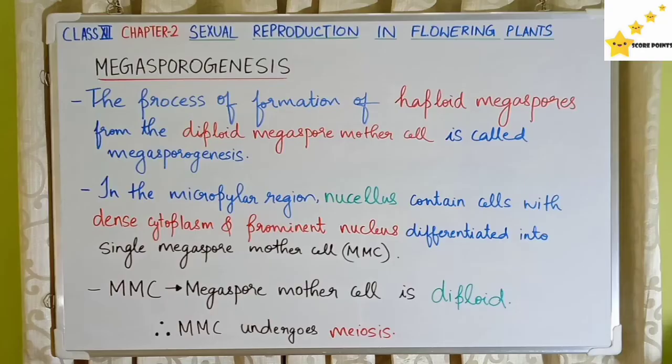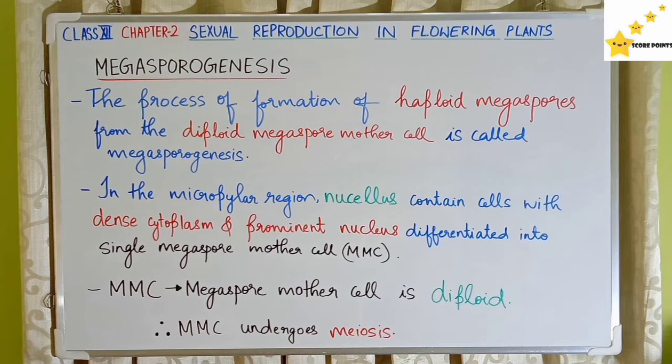Important process that you have to learn in this chapter, it's megasporogenesis, the process of formation of haploid megaspores from diploid megaspore mother cell. It's called megasporogenesis. In the micropylar region, the nucellus contains cells with dense cytoplasm and prominent nucleus. It differentiates into a single megaspore mother cell.